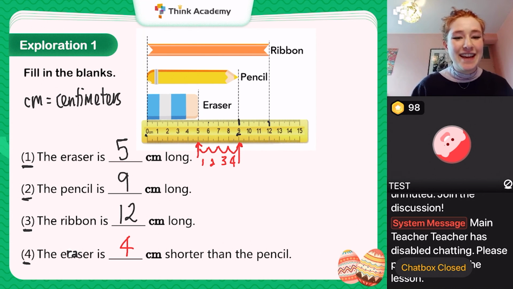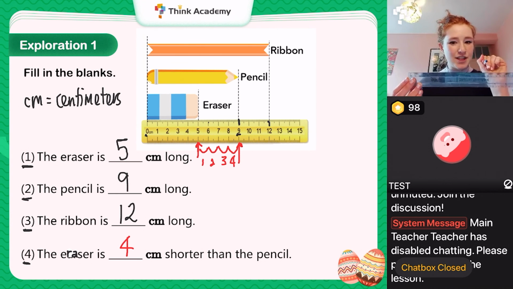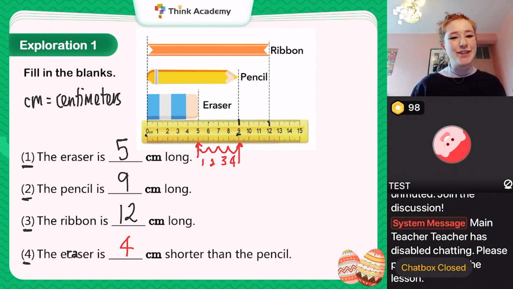So what we've done here is we're measuring objects with our ruler. We're starting at 0, holding our ruler super, super straight, and we're literally just finding, okay, where does our object finish? So where does that come to on our ruler? What number does that get us to? So that's what we've been doing in our first exploration.